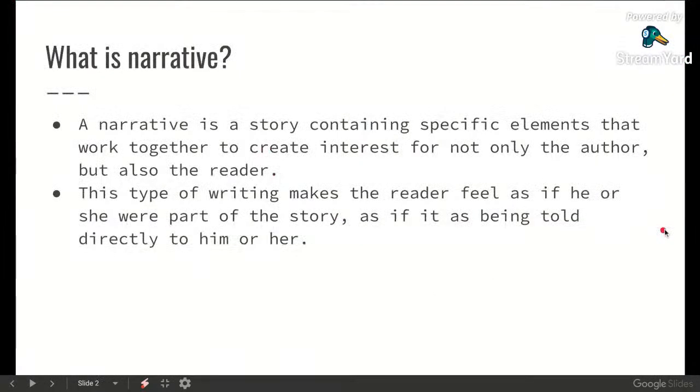So, narrative. What is a narrative? A narrative is a story containing specific elements that work together to create interest for not only the author, but also for the reader. This type of writing makes the reader feel as if he or she were a part of the story and as if it were being told directly to him or her.